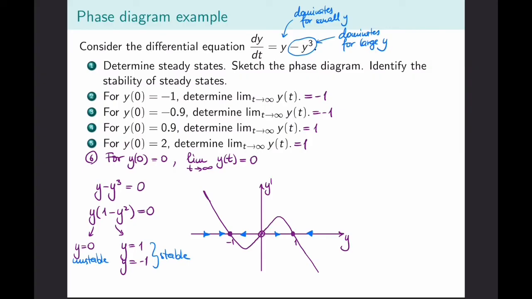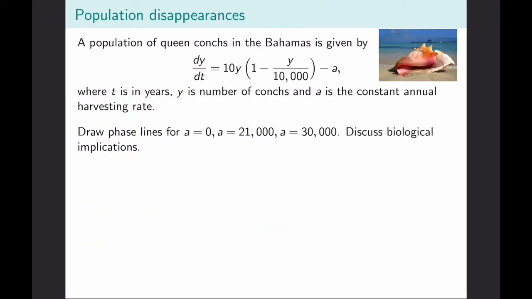It's an important distinction. Remember that stability of steady states is describing what happens if you start away from it. But the equilibrium itself means that if you land on it, you will stay there, independent of whether it is unstable or stable itself. Let's take a look at our first real application here, population disappearances.